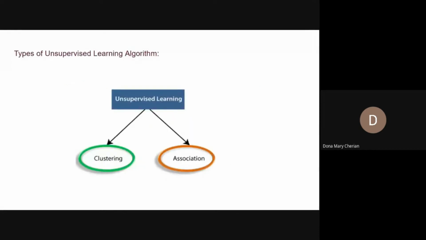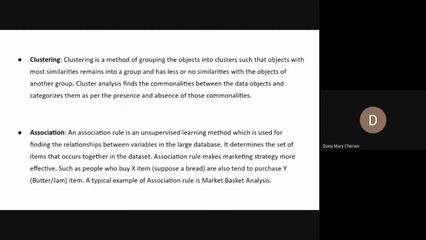The next types of unsupervised learning are clustering and association. So clustering is a method of grouping the objects into clusters such that objects with more similarities remain in a group and those which are not similar or less similar are in another group. Cluster analysis finds the commonalities between data objects and categorizes them.